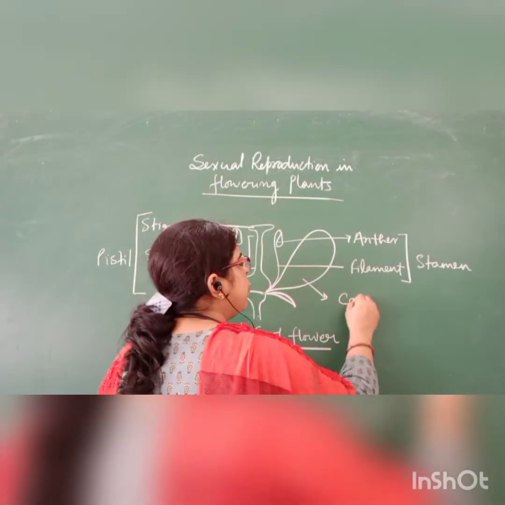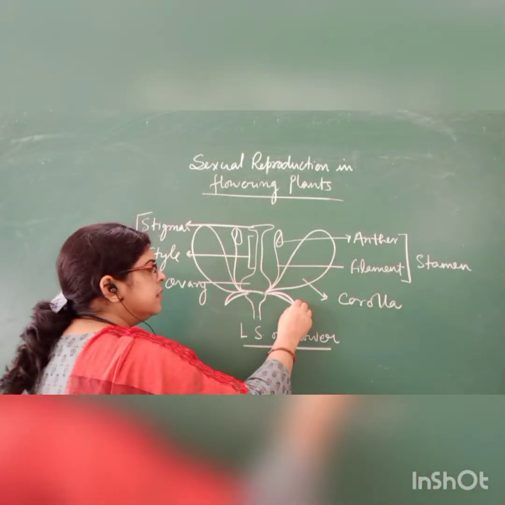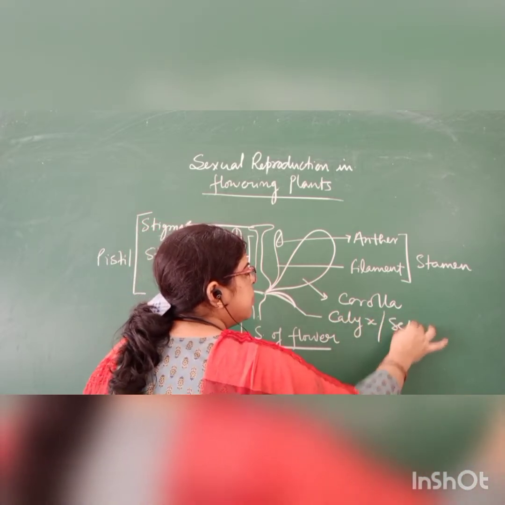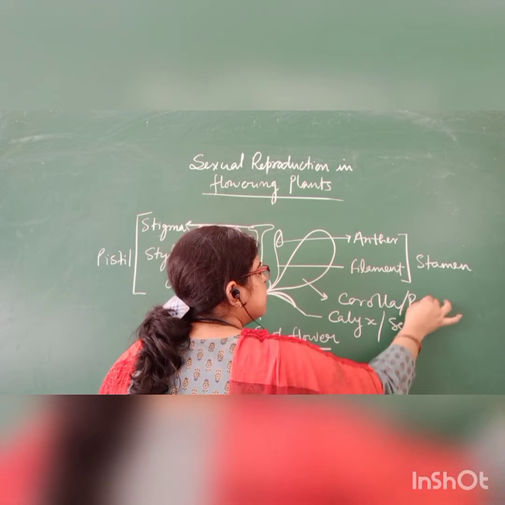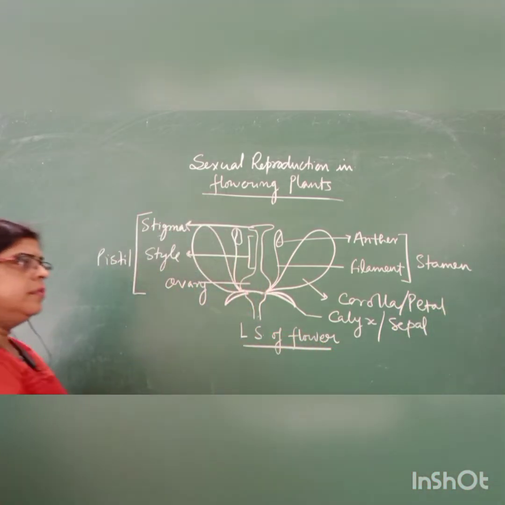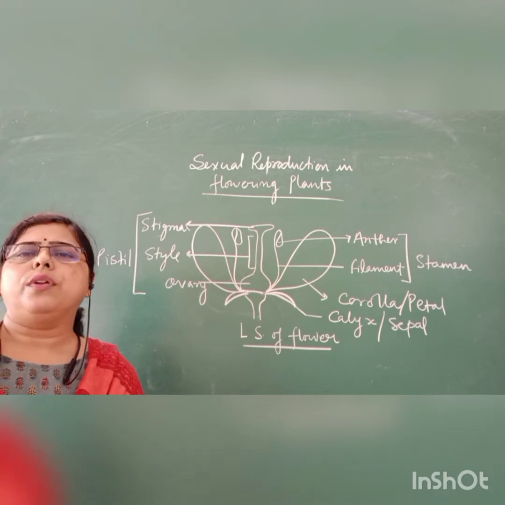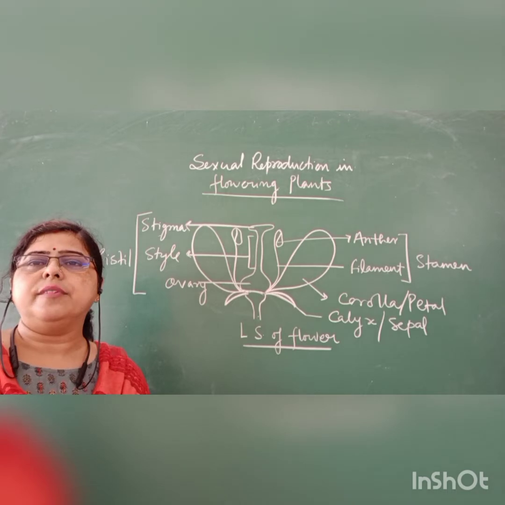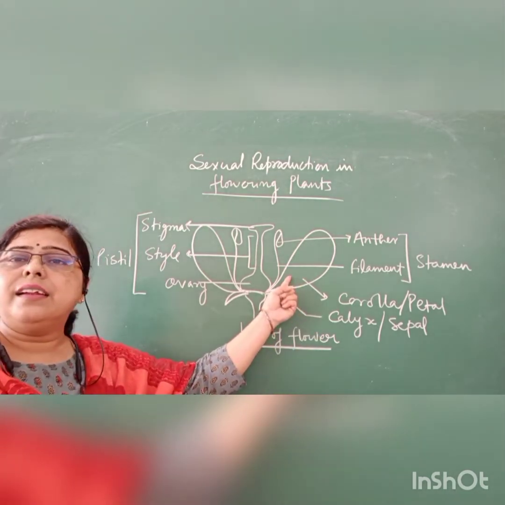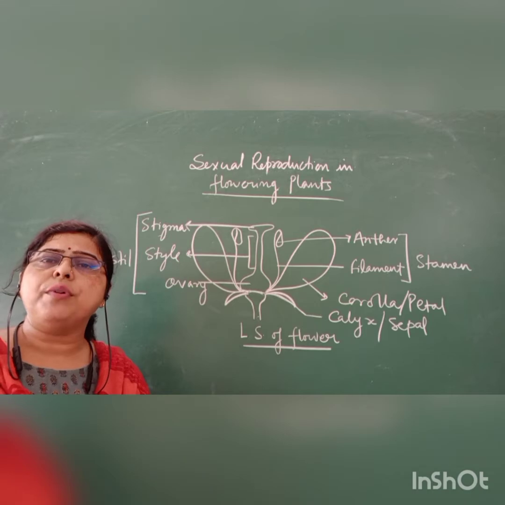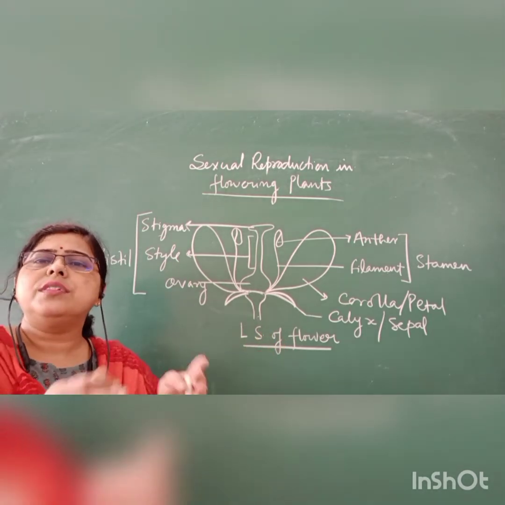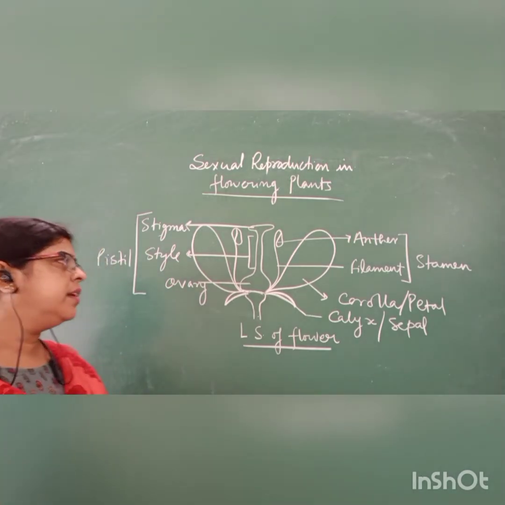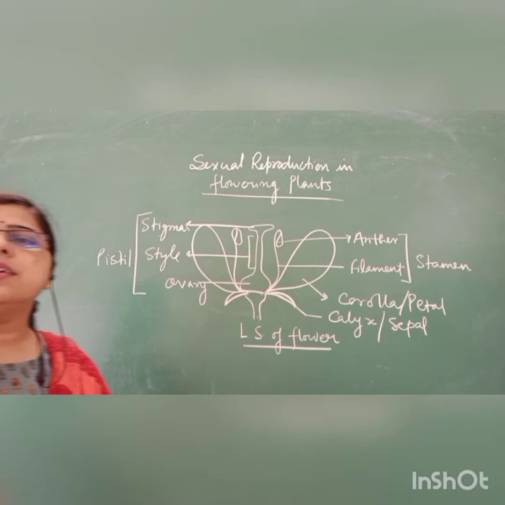This is the corolla. And this structure is called the calyx. Calyx is also called sepal. Corolla is also called petal. These two structures are the accessory floral organs and they help in the process of reproduction indirectly. As you know, corolla is brightly colored, so they help in the pollination process. Calyx covers the developing flower, so they work as a protective role there. Okay, so this is about the LS of the flower.